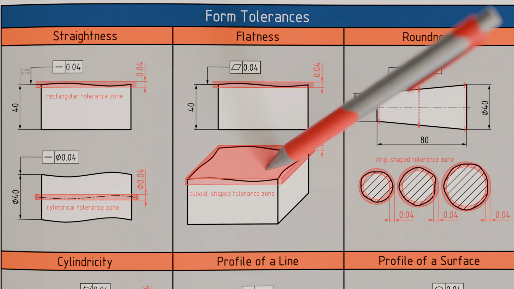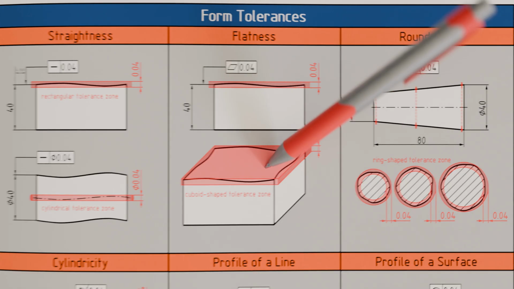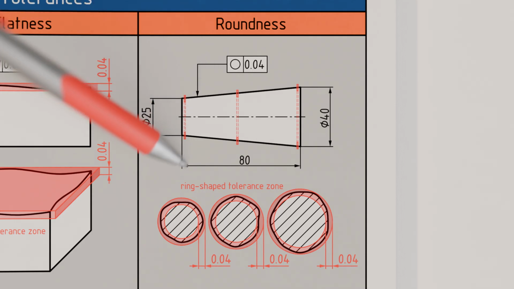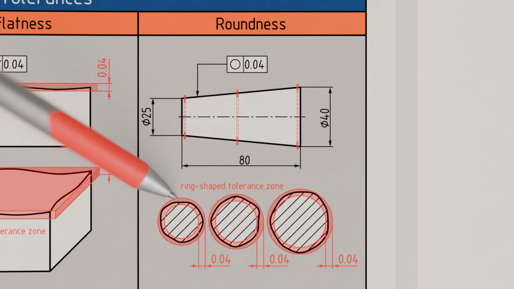The tolerance zone is cuboid-shaped in this case. For roundness, the tolerated geometric feature must lie between two concentric circles, whose diameters can in principle be chosen arbitrarily, but whose distance must correspond to the form tolerance value. In this case, the tolerance zone is ring-shaped.